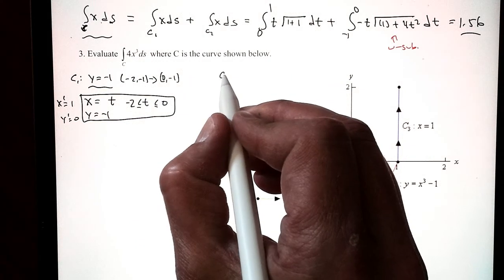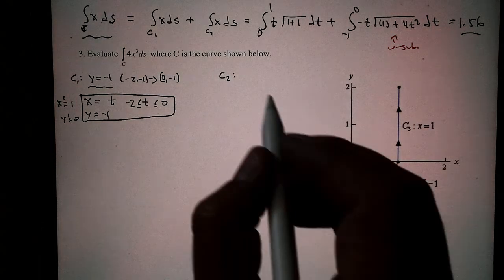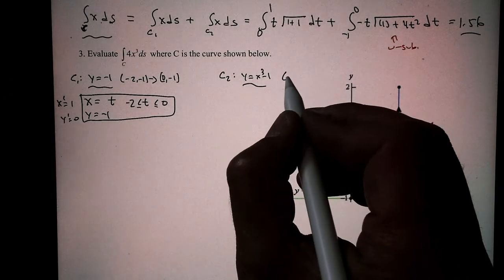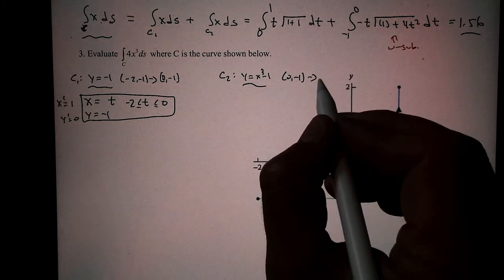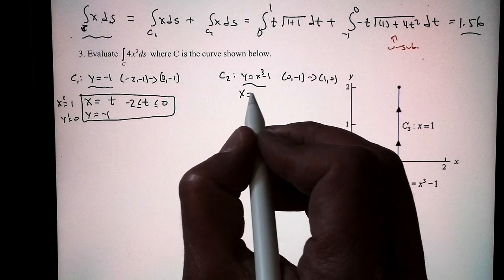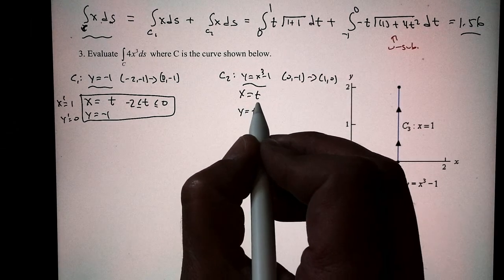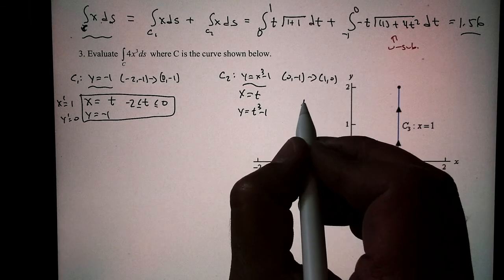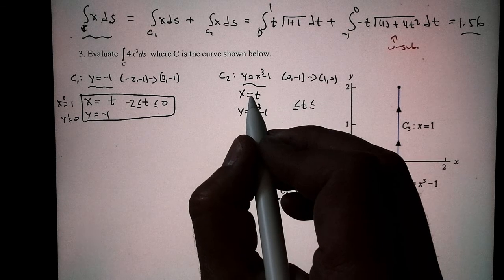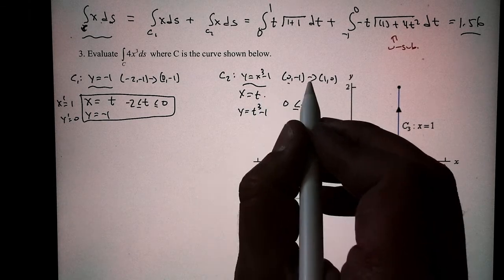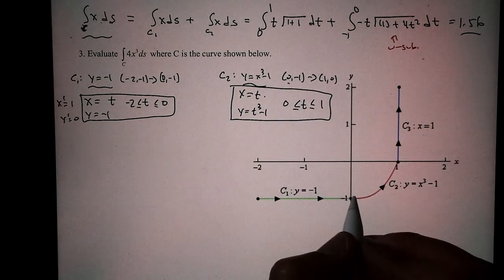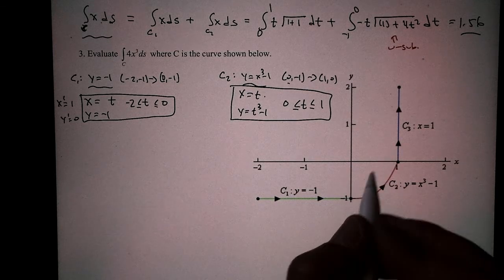For C2, we are on the cubic graph. Y equals x cubed minus 1. We're starting at 0, -1, and that heads to the point 1, 0. So I am going to let x be t. My y then would be t cubed minus 1. And I can get my domain. Now remember, I could use either one of these, but that's a lot easier. If I look at the x's, x starts at 0 and ends at 1. So there's my parametric equation that will graph this part of our function right there.